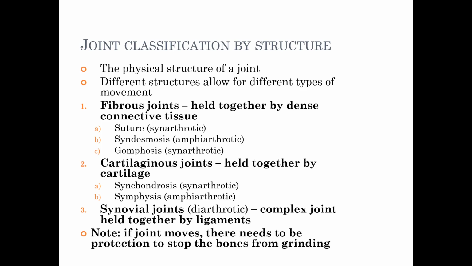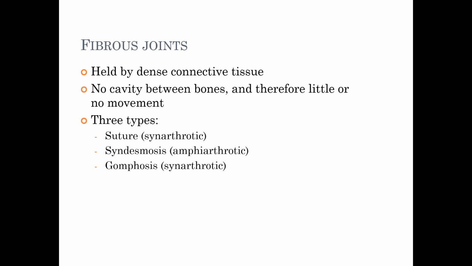We can also have cartilaginous joints. These are also held together by connective tissue, but in this case, it's cartilage. And we have what's called a synchondrosis, which doesn't move, it's synarthrotic, and a symphysis, which is amphiarthrotic, which moves a little bit. And finally, we have synovial joints, and these are the ones that are diarthrotic, the freely moving joints. They're complex joints that are held together by ligaments and joint capsules and this sort of thing. So the point being that whenever we have a joint that does move, there has to be protection between the two bones to stop the bones from grinding against one another.